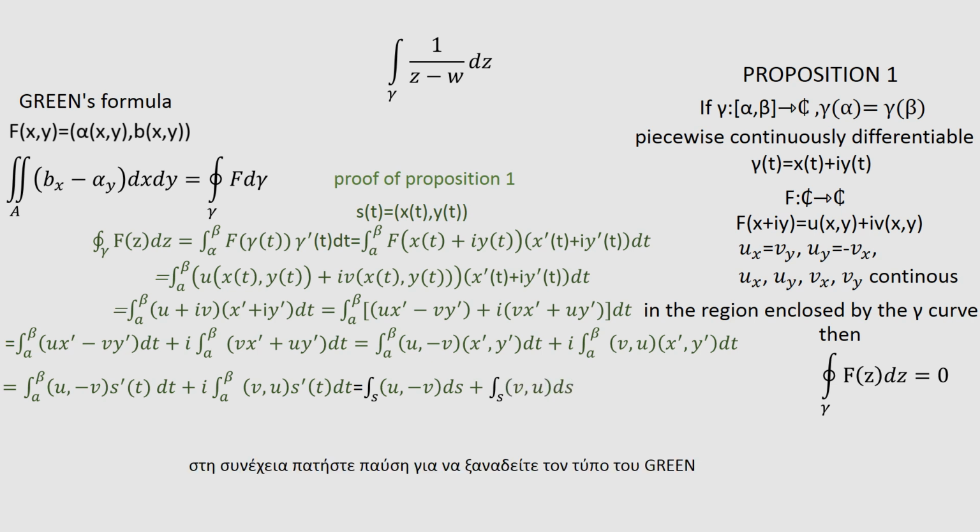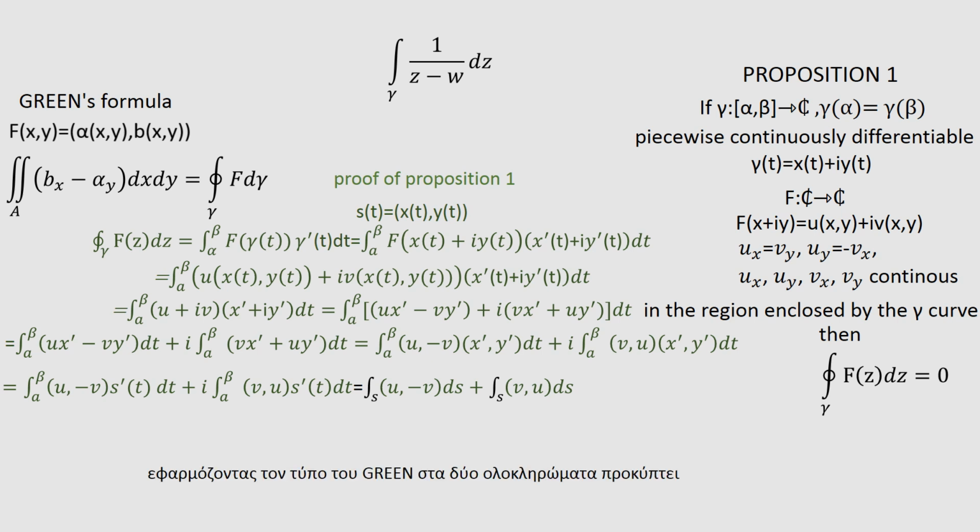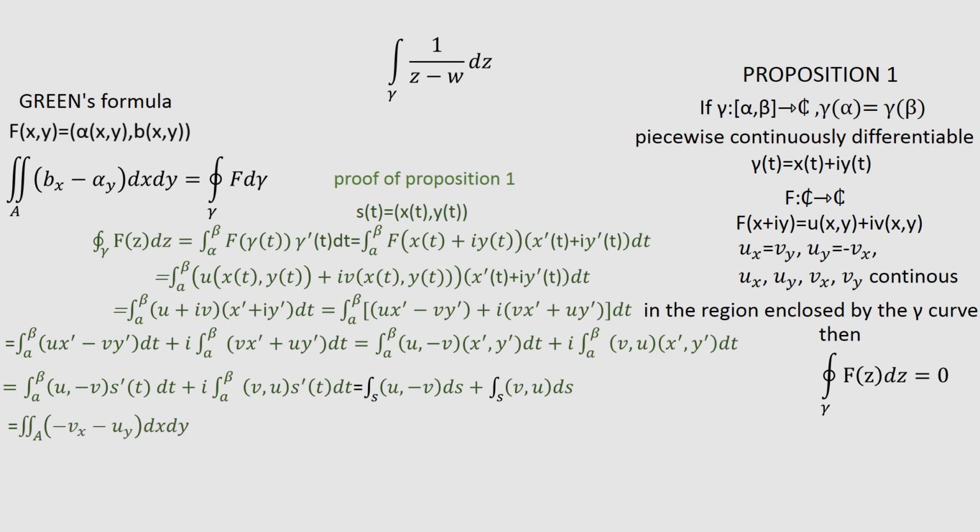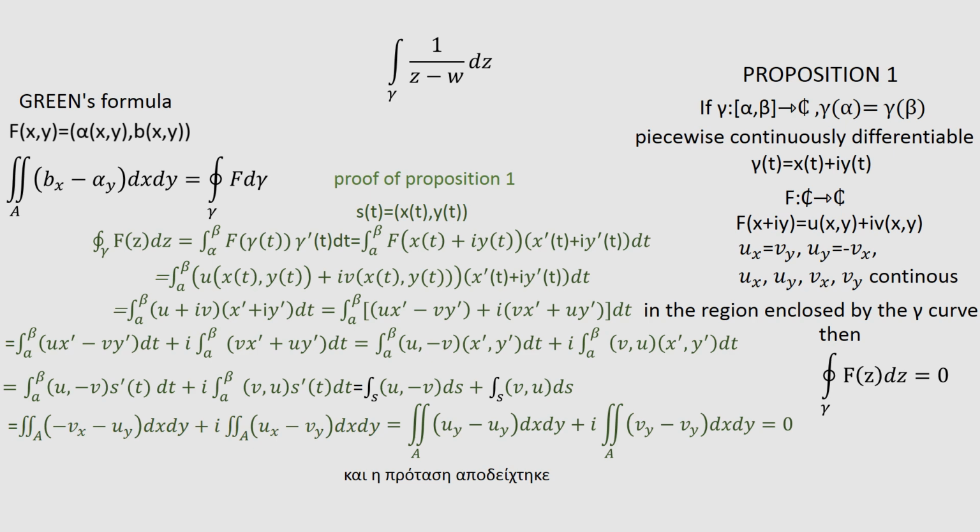Press pause to see again the Green's formula. Applying Green's formula to the two integrals we have, where A is the region enclosed by the curve S, then from the relations of the partial derivatives we have, and the proposition was proved.